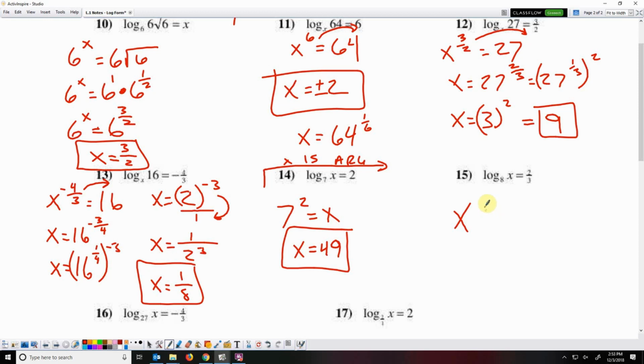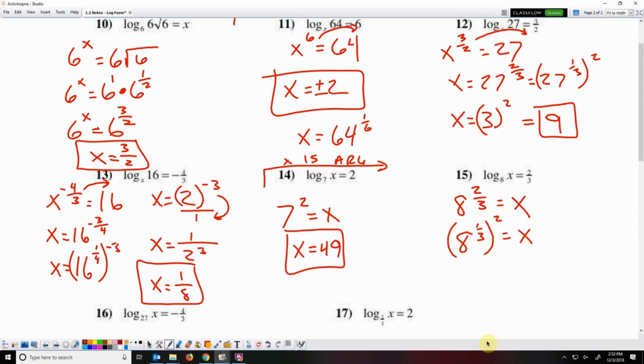X to the 2/3 power, 8 to the 2/3 power equals x. Okay, so this one, I'll split up that fraction. So it's 8 to the 1/3 power squared equals x. What times itself 3 times makes 8? It's 2. 2 to the 2nd power equals x. And 2 to the 2nd power is 4.